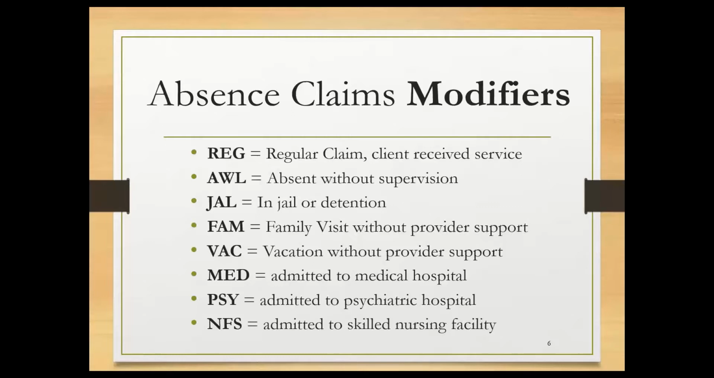FAM is used when the individual is absent because they're visiting family without your support. Now, if you have a staff person that's going with the individual home because they need your staff support to visit family, and you have a staff that's going with them, you're still providing service, and so that would be a regular claim. It's when they go visit family and you don't have any staff that is going with them. You're not providing any care at that point.